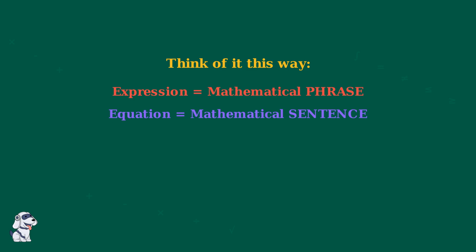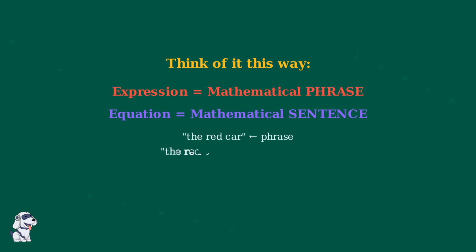Here's a helpful way to remember the difference. An expression is like a mathematical phrase. It describes something, but doesn't make a complete statement. An equation is like a mathematical sentence. It makes a complete statement that can be true or false.